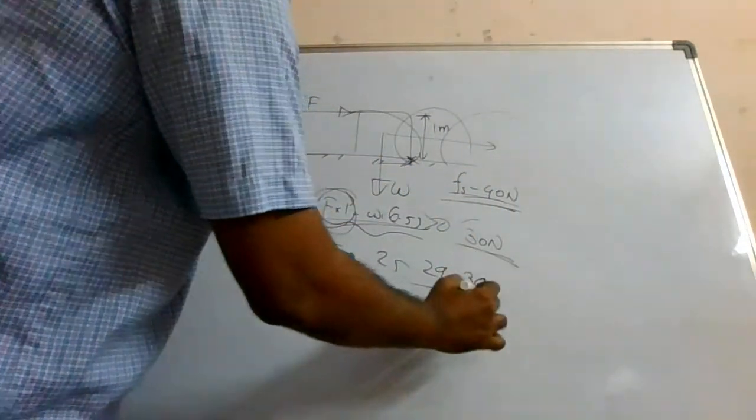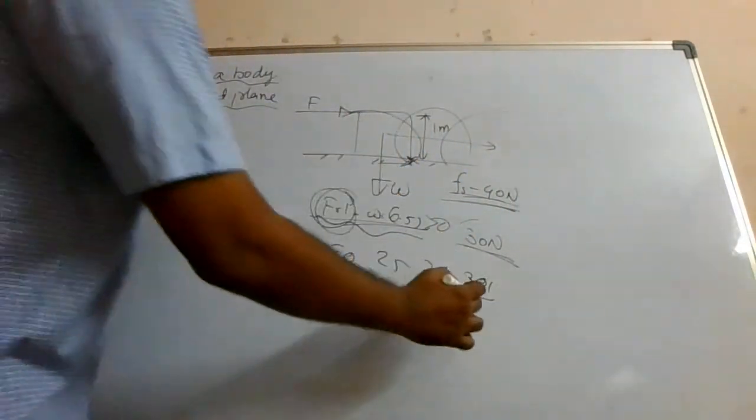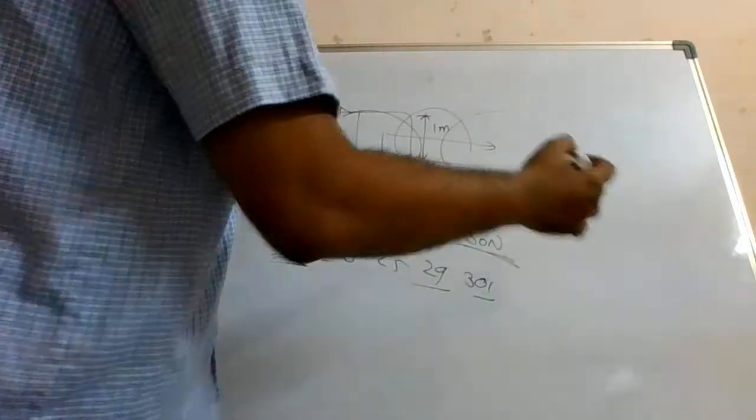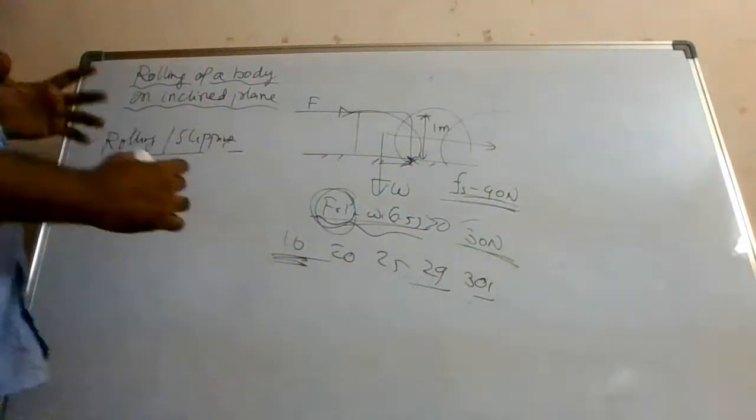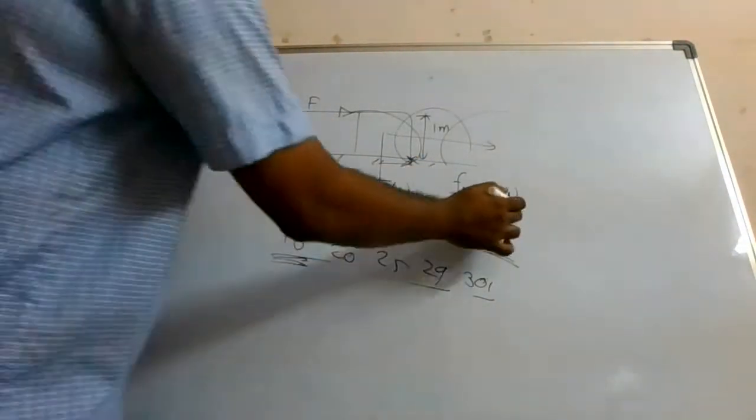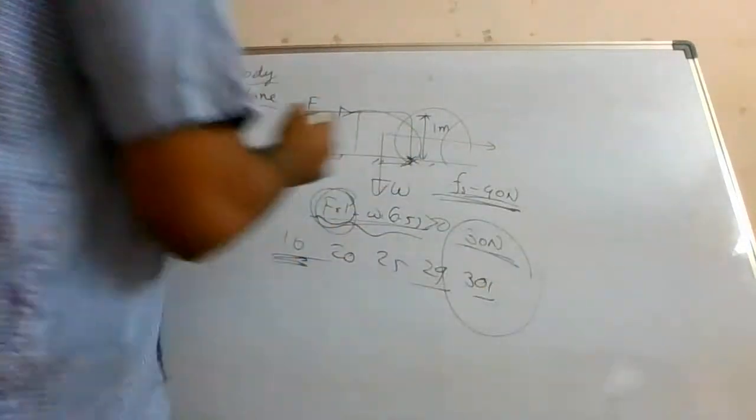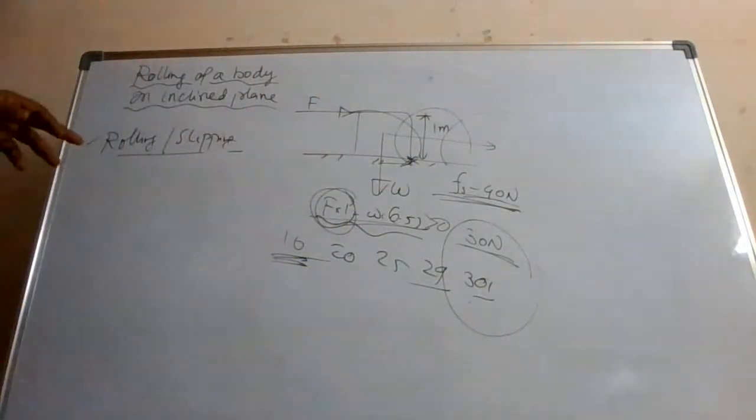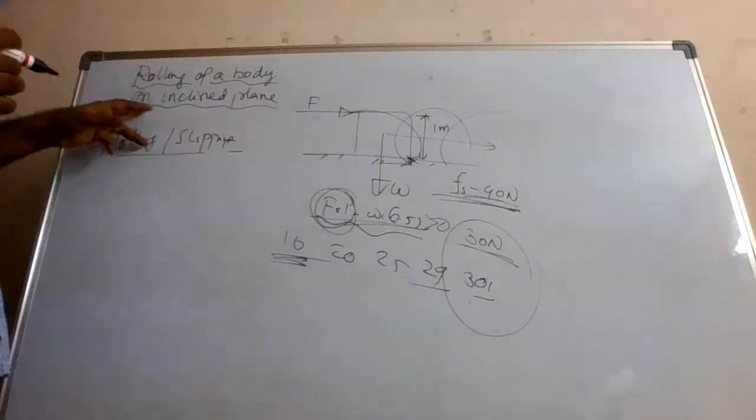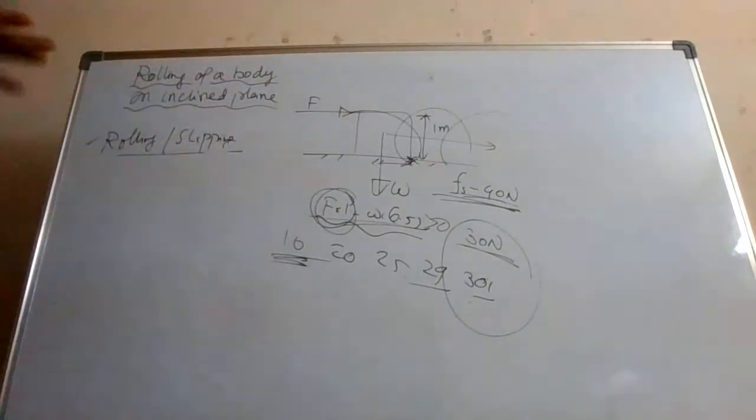30.1, it will start to roll. 32, 35, 36. So what is happening? Before it could slide, it started to roll. That is rolling of a body on an inclined plane without slipping. Rolling without slipping means rolling should happen before the slipping starts. So that is the condition.